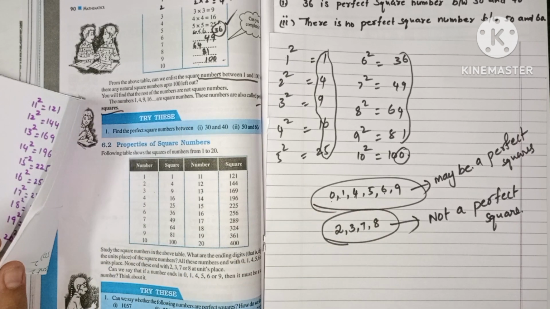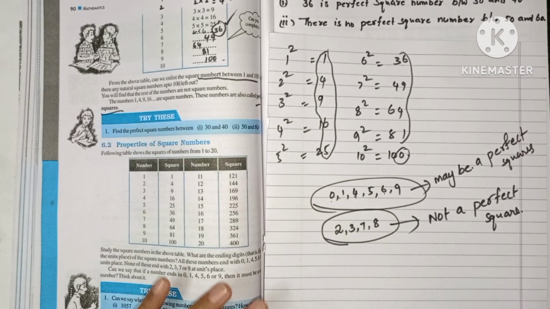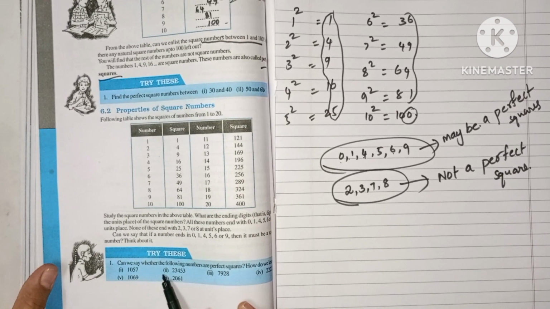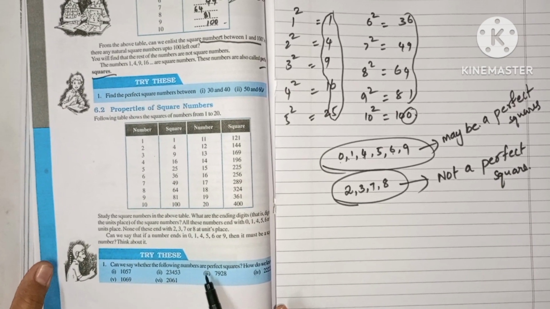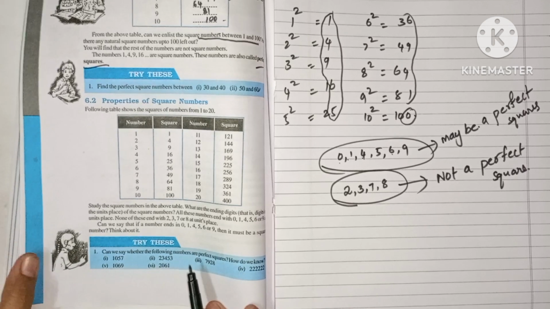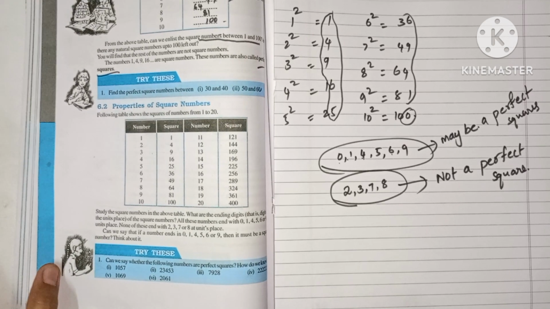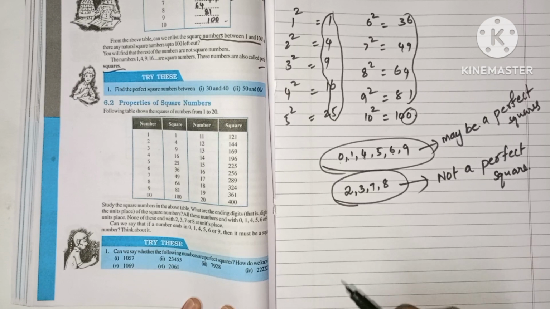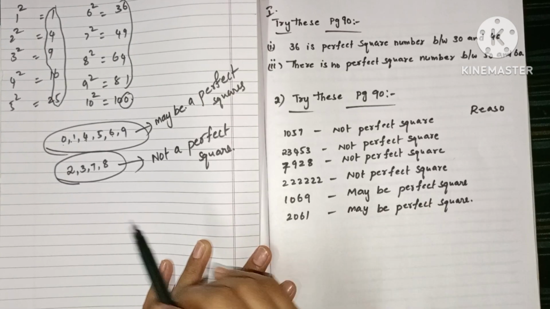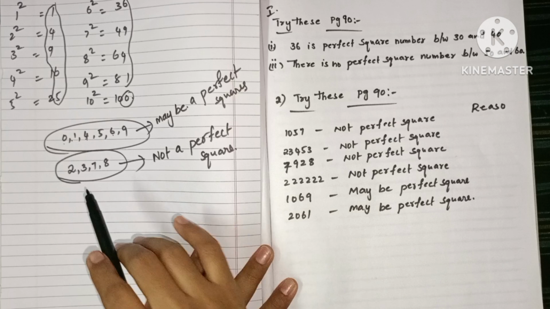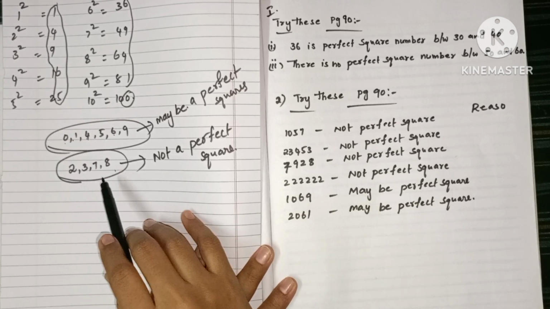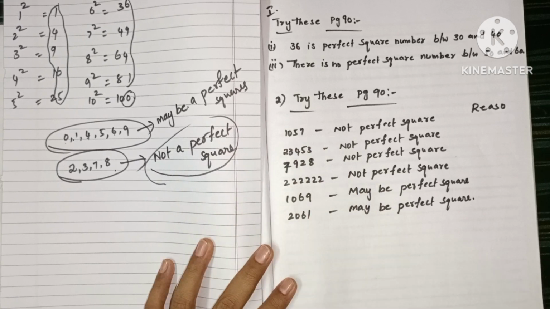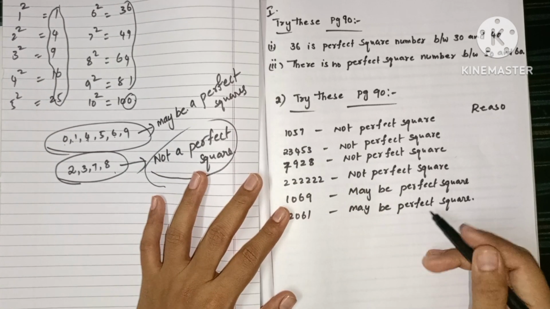Okay, so basing on this we have one Try This. Can we say whether the following numbers are perfect squares? How do we know? Okay, so are these perfect squares or not, how do we know? To write the answer, just keep this in mind. If 2, 3, 7, 8 is in the units place, that is not a perfect square. Otherwise, it may be a perfect square.